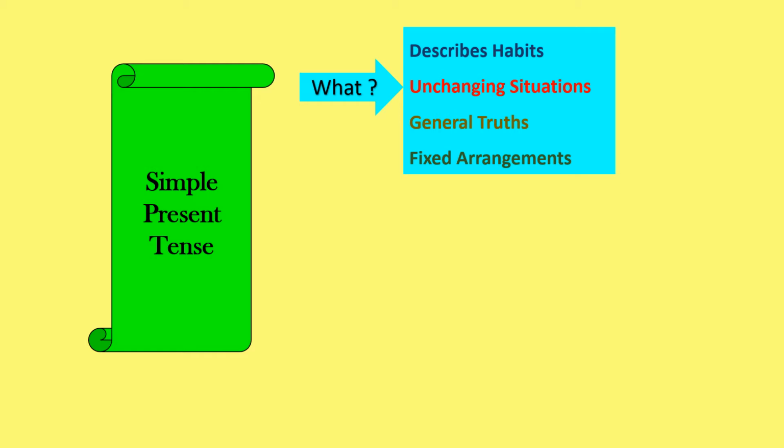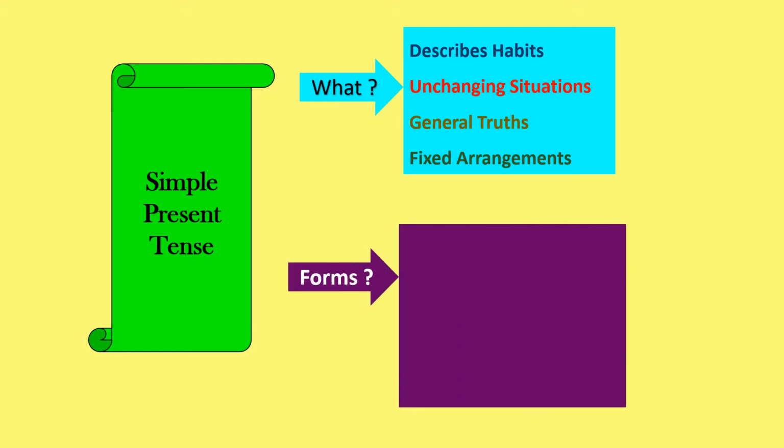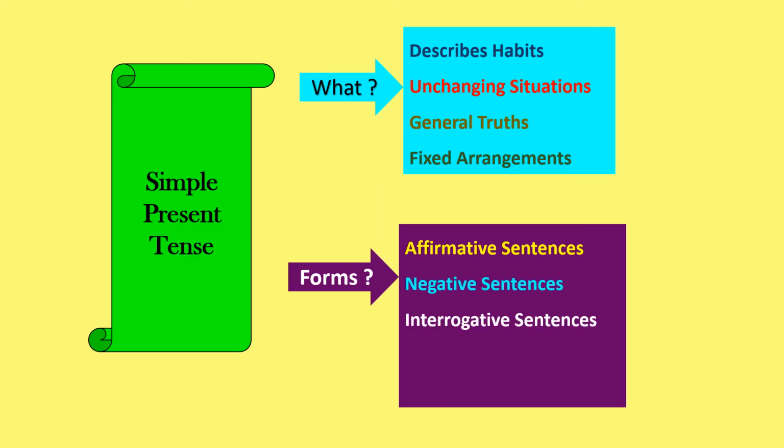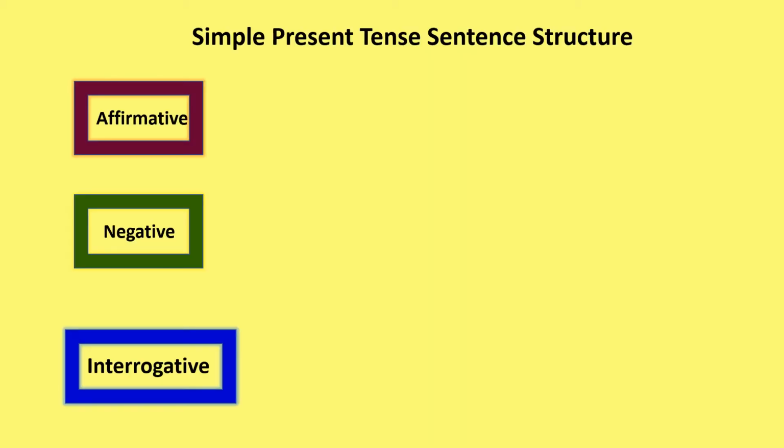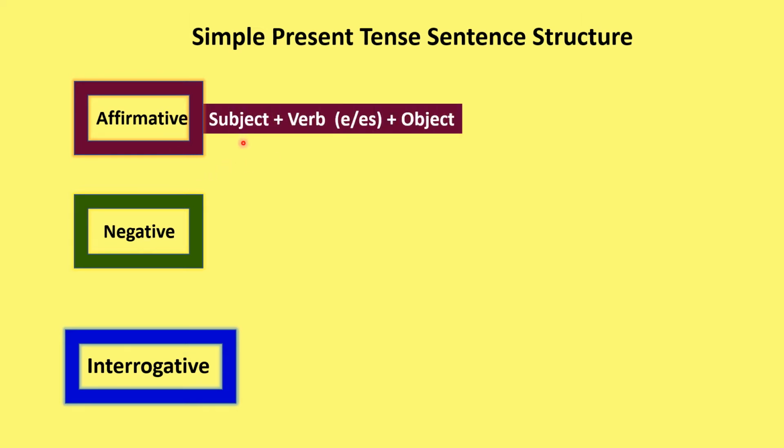When we talk about simple present tense, we need to know that there are three different forms of sentence structure. One, affirmative sentences. Two, negative. Three, interrogative sentences. Under interrogative sentences, you have two types. One is yes or no type and the other one is WH type questions. So let's look into the structure of the affirmative sentence.